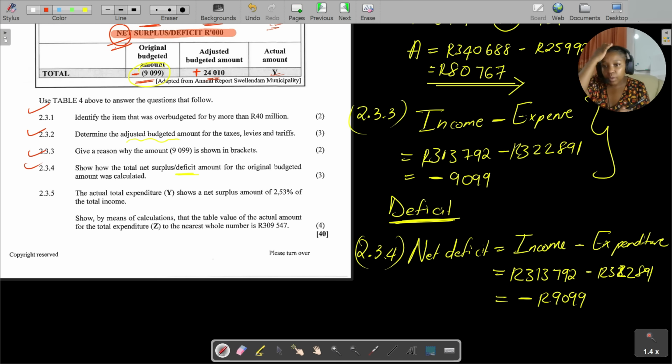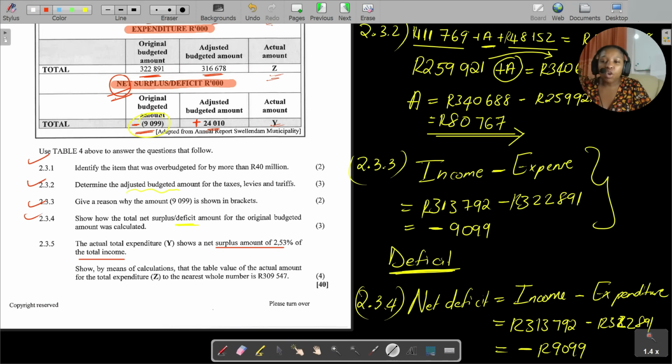Okay, question 2.3.5. The actual total expenditure Y shows a net surplus. So Y shows a net surplus of 2.53% of the total income. Show by means of calculations that the table value of the actual amount for the total expenditure Z, to the nearest whole number, is this. So we want to first show that Z is actually equal to 309,547, by determining the surplus amount.